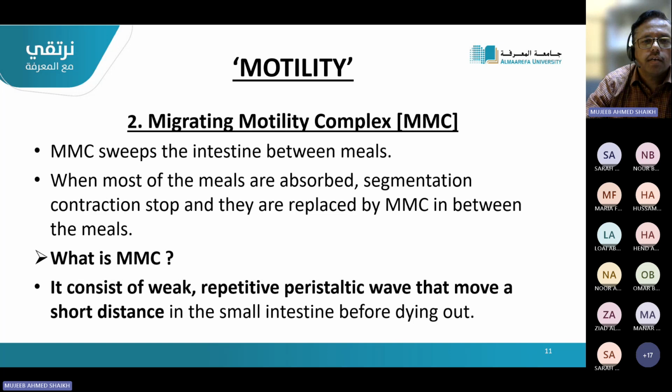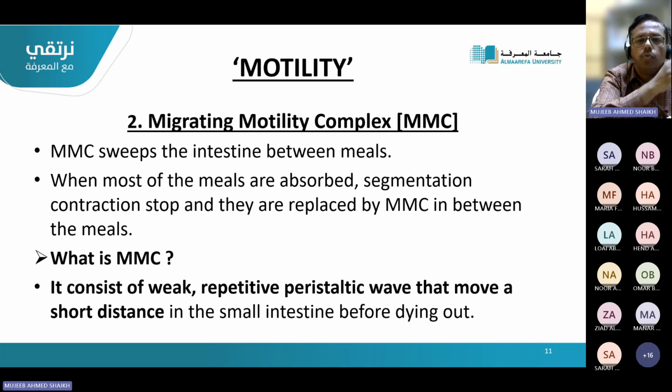From here it will start and it will end here. From here it will start and end here. It is not the one which you have seen in the esophagus, where it will start from the upper part and then come all the way to the end at the esophageal sphincter. No, it's not like that.